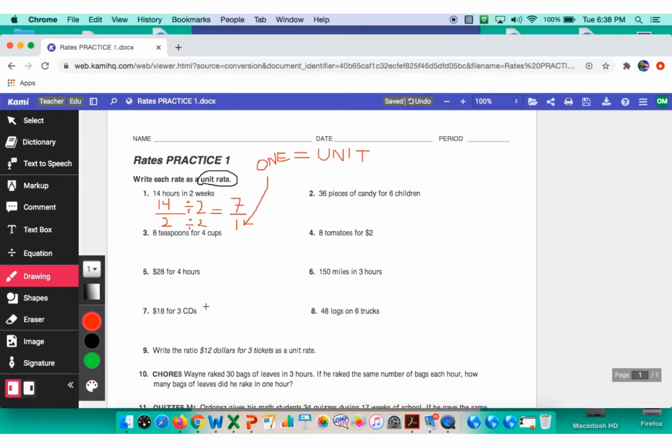Let's try number 7. It says $18 for 3 CDs. So we want to know how much it is for 1 CD. So that's the unit rate. So make a fraction, make a ratio, 18 over 3. And remember, 3 is the bottom number. It's the denominator. So divide everything by 3. So you're going to get 6 over 1. And that is your unit rate. Okay? $6 for 1 CD.